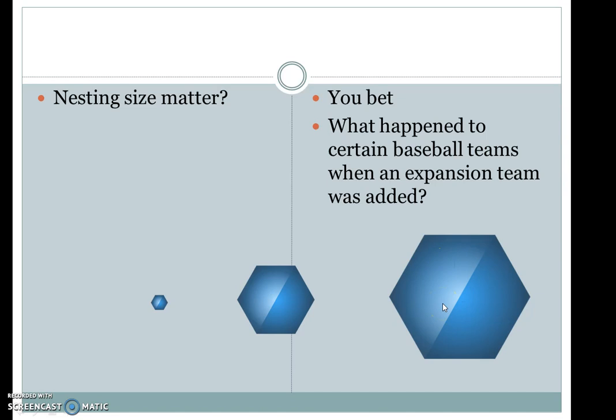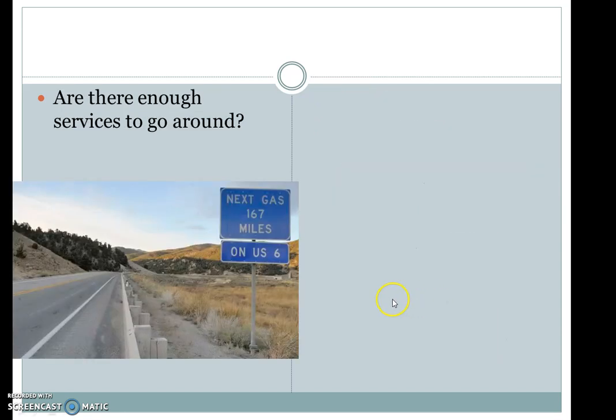and as a result, the number of professional baseball teams we have in the country is much fewer than the number of minor league baseball teams. There are about 7 minor league baseball teams for every 1 professional baseball team in the United States. So it raises the question: are there enough services to go around?